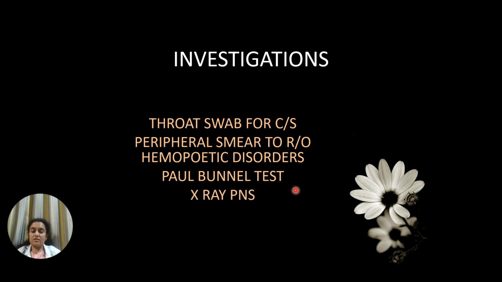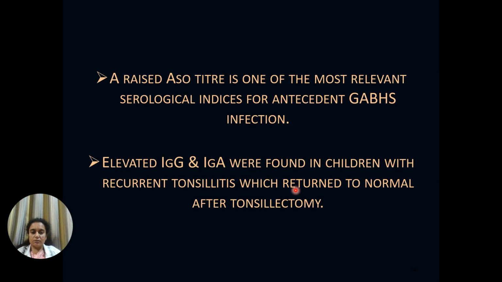So chronic sinusitis can lead to descending infections leading to chronic pharyngitis and chronic tonsillitis. So we have to rule out sinus infections as well. And adenoid. Most of the time, tonsils and adenoid are both lymphoid tissues, so adenoid enlargement also should be ruled out. Next, the most important investigation, ASO titer, anti-streptolysin O titer. A raised ASO titer is one of the most relevant serological indices for antecedent group A beta hemolytic streptococcal infections.